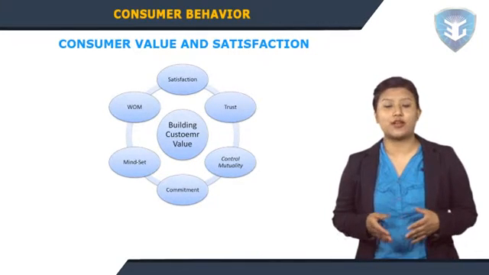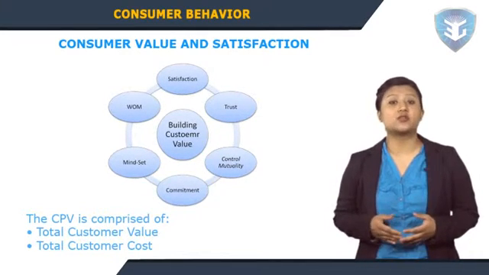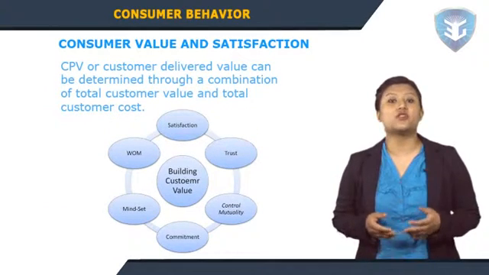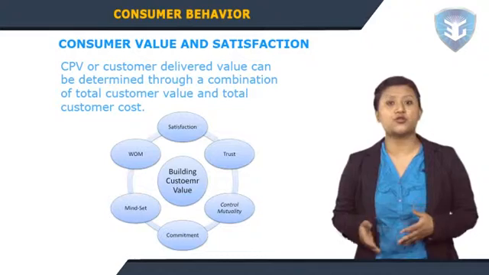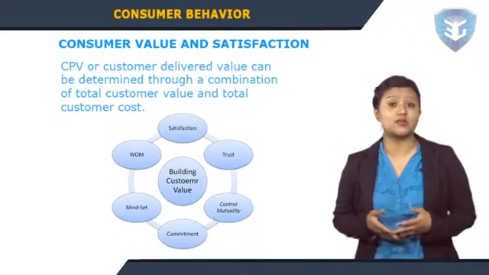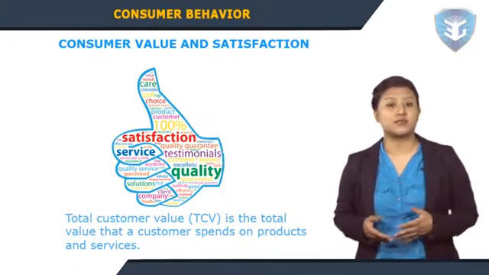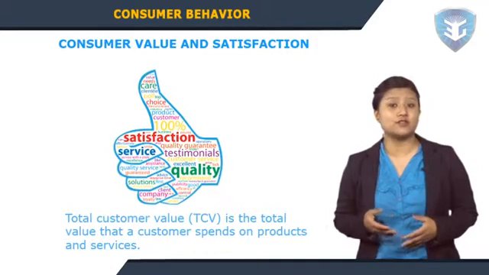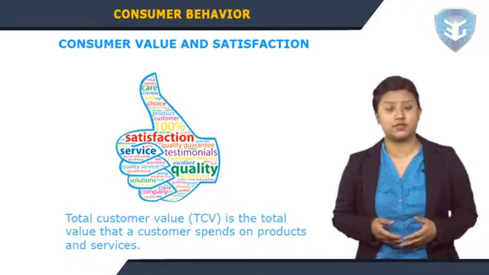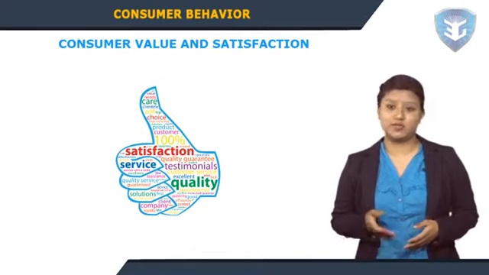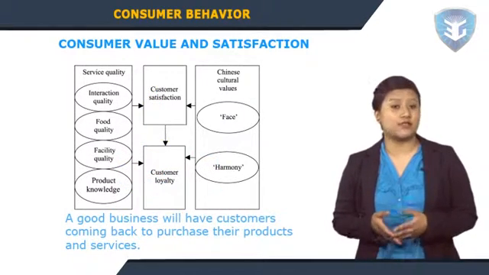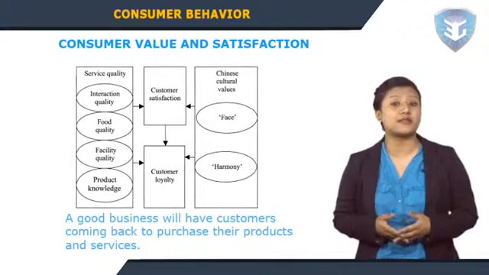The CPV is comprised of total customer value and total customer cost. CPV, or customer delivered value, can be determined through a combination of total customer value and total customer cost. Total customer value (TCV) is the total value that a customer spends on products and services. It is a reflection of the ability of a good business to attract and keep its customers. A good business will have customers coming back to purchase their products and services.